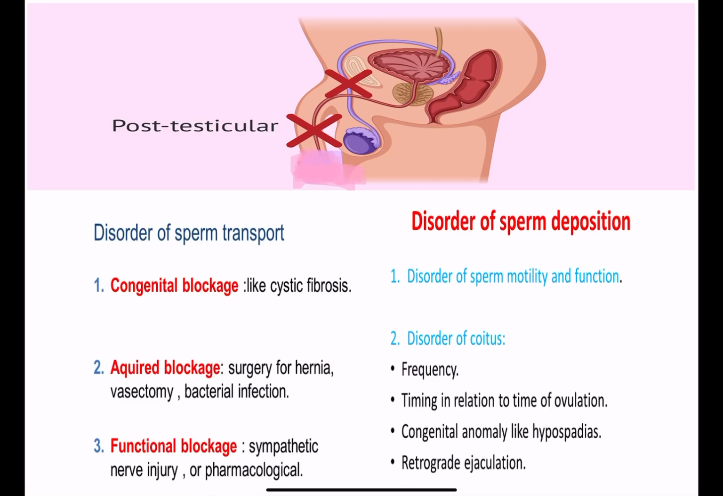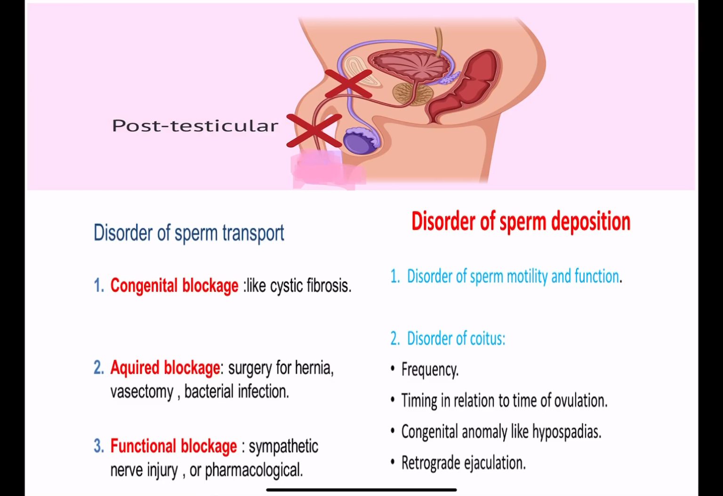Regarding post-testicular causes of male infertility, we said either disorder of sperm transport or disorder of sperm deposition. With regard to disorder of sperm transport, there will be either congenital blockage of the channel responsible for the transfer of the sperm, like cystic fibrosis, or acquired blockage. Acquired blockage occurs in or following surgery for hernia, vasectomy, and even bacterial infection due to sexually transmitted disease. Number 3, functional blockage due to sympathetic nerve injury or pharmacological causes.